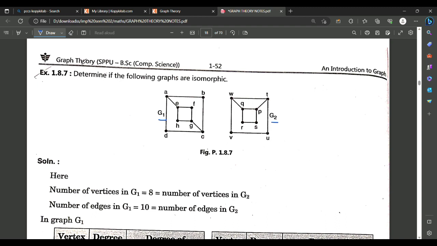Now first of all we check that the number of vertices in this graph is equal to the number of vertices in this graph, and then we will check whether the number of edges in G1 is equal to the number of edges in G2. Let us check it.